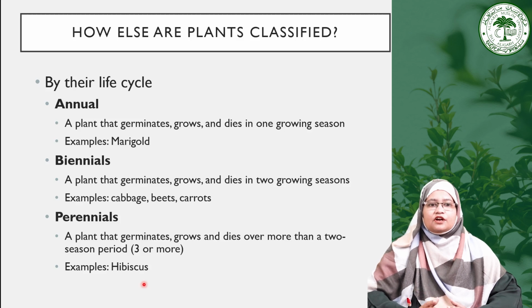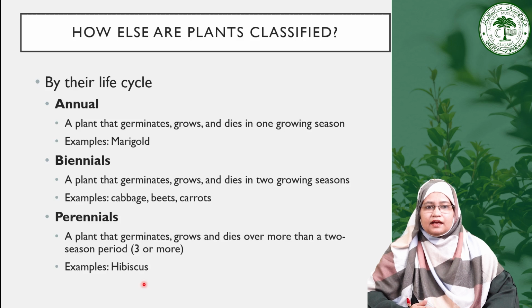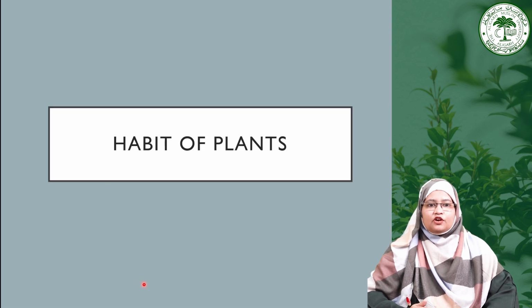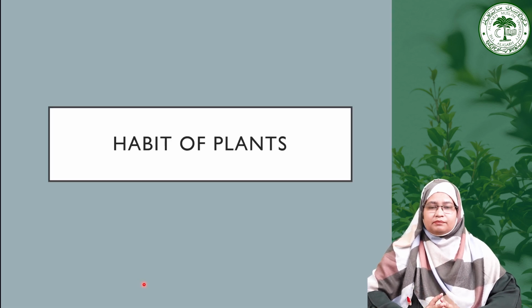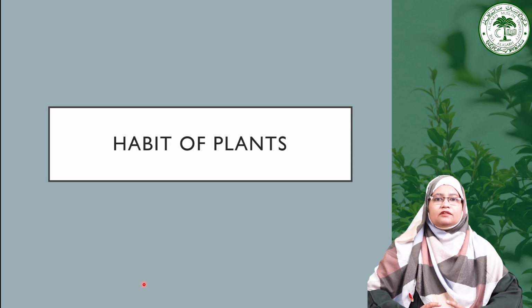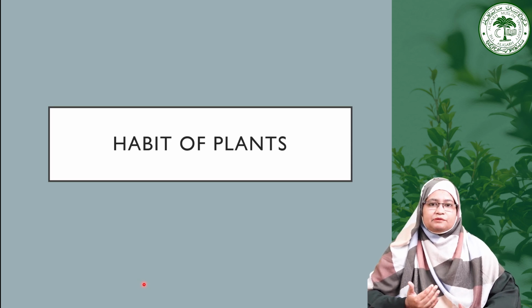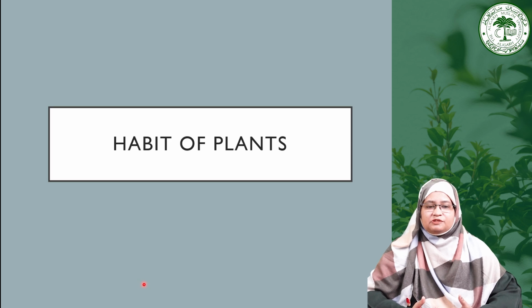So these are the 3 categories of plants depending upon their life cycle: annuals, biennials and perennials. Now moving towards the habit of plants, because when we describe a particular family, we start from the habit and the life cycle pattern of that particular plant.